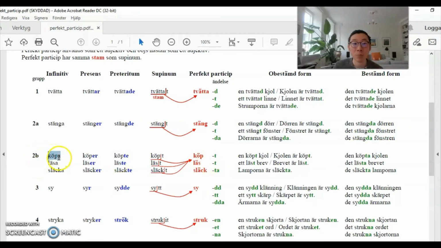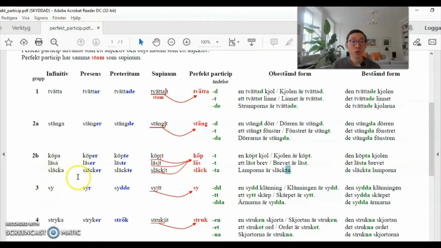For 2B, for example, köpa, köper, köpte, köpt. Now we changed it in a different way. Till exempel en köpt kjol, a bought dress. So here we need to think that although it's T in the end, for this group we use T also for en word. So this is now a little bit confusing, but that's how it works. Ett läst brev. So for ett word, it's also T. Ett läst brev, a read letter. Lamporna är släckta. The lamps are switched off. För bestämd form, för definite form, den köpta kjolen, the bought dress. Köpta, så det är samma som släckta. Och det lästa brevet, de släckta lamporna.